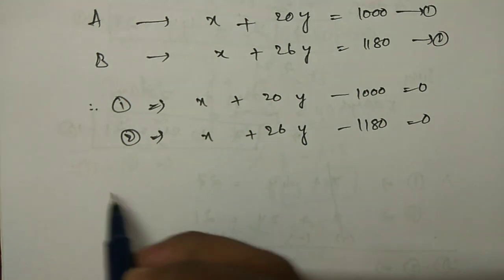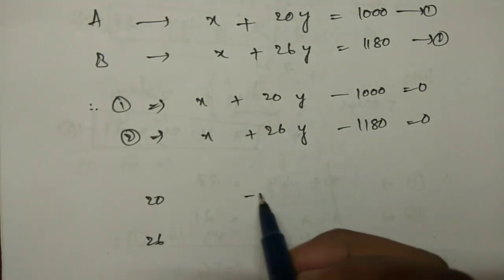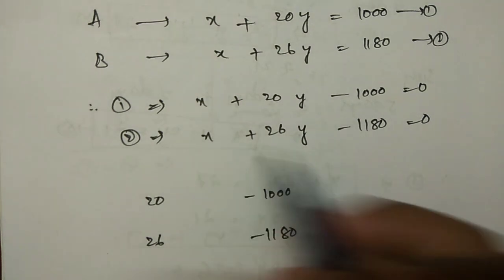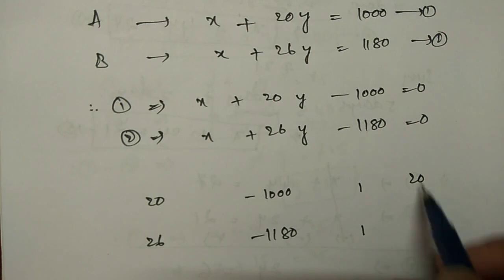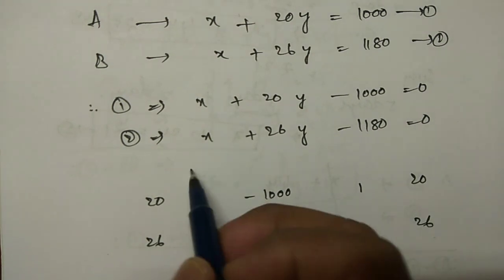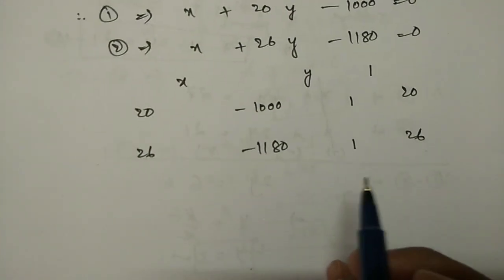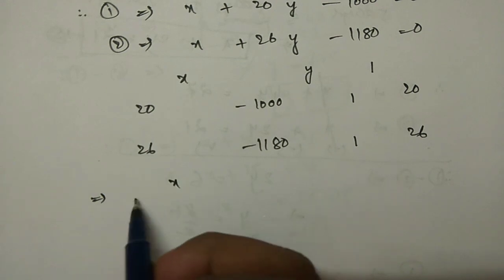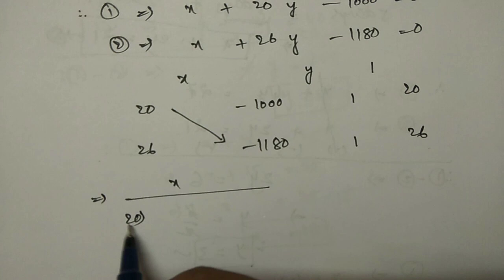Let us start with y coefficients: 20, 26. Minus 1000, minus 1080. Then x coefficients 1, 1. At last y coefficients only 20, 26. Between x, y, here 1 is fixed. This implies x by, so we should multiply in this direction only.